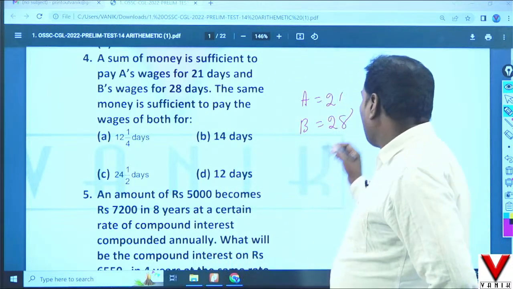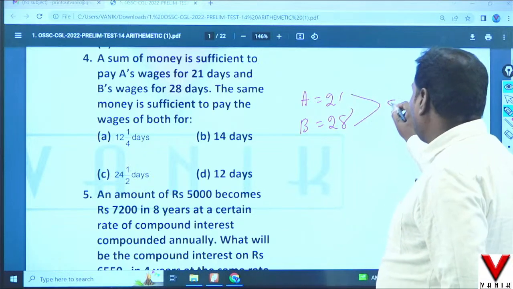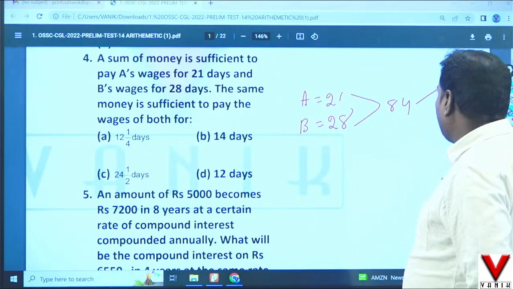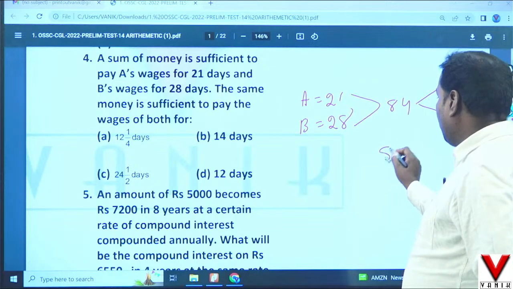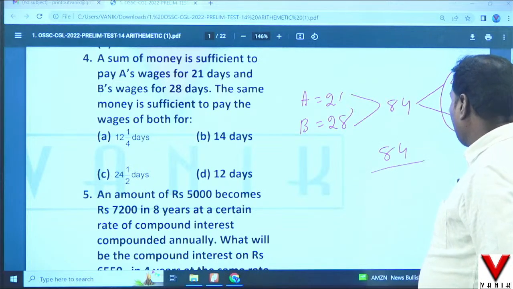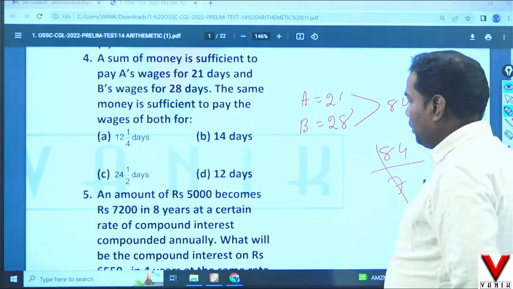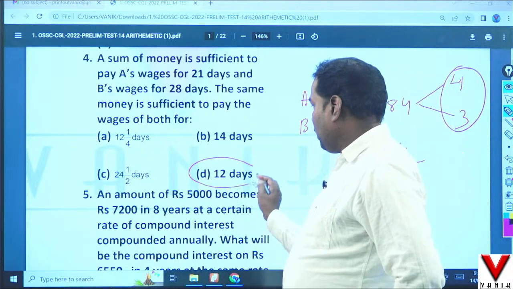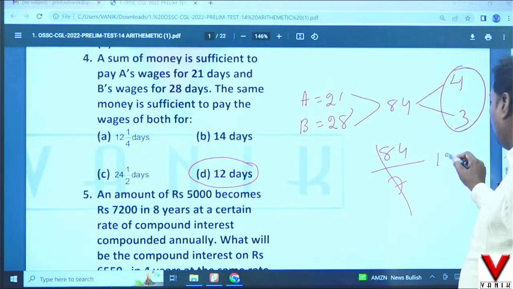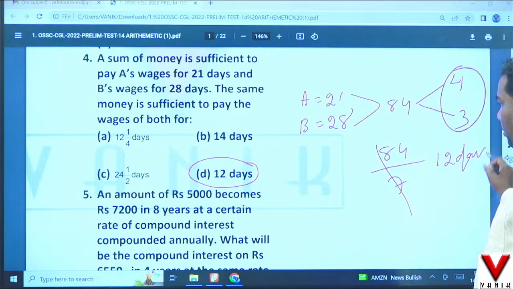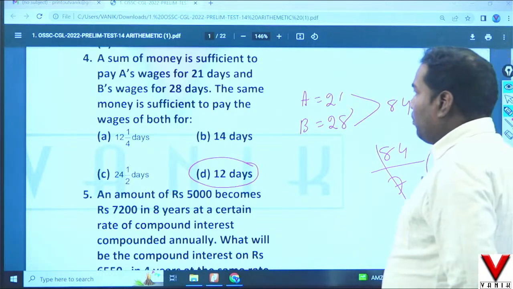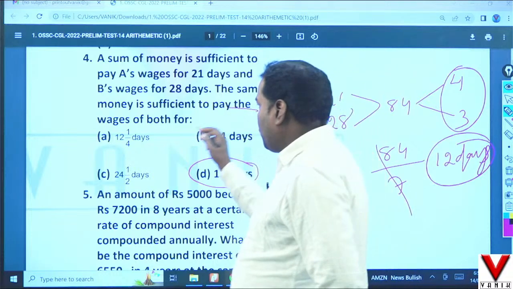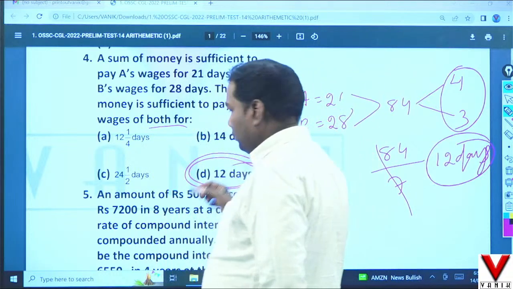Clear? So here 21 and 28 its LCM is 84, then 21 4 ja, 28 3 ja, so that 84 by 4 plus 3, 7, 84 by 7, that is 12 days. The same money is sufficient to pay the wages for both for 12 days. Clear?